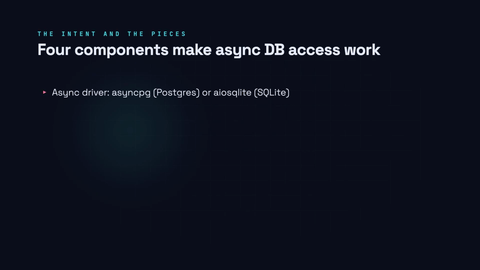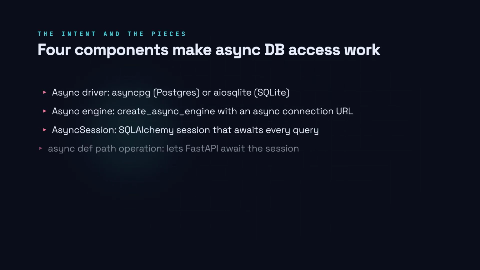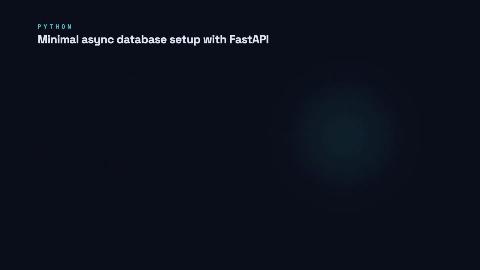There are 4 moving parts. First, an async driver, asyncpg for PostgreSQL or aiosqlite for SQLite, replaces the blocking C extension with a non-blocking one. Second, SQLAlchemy's create_async_engine wraps that driver into an engine. Third, async session is the session class you use to run queries, and every call on it must be awaited. Fourth, your FastAPI path operation must be declared with async def, so the event loop can pause it while the database does its work.